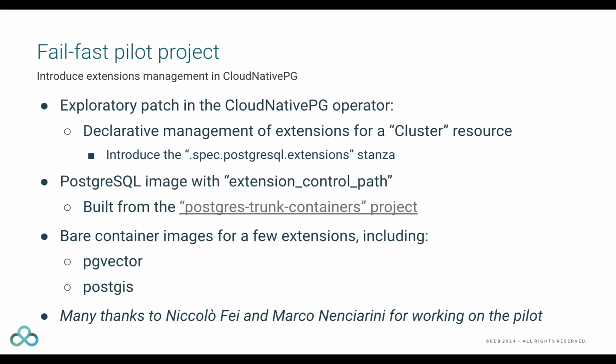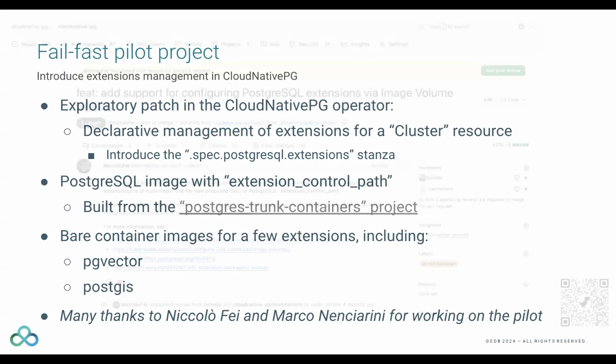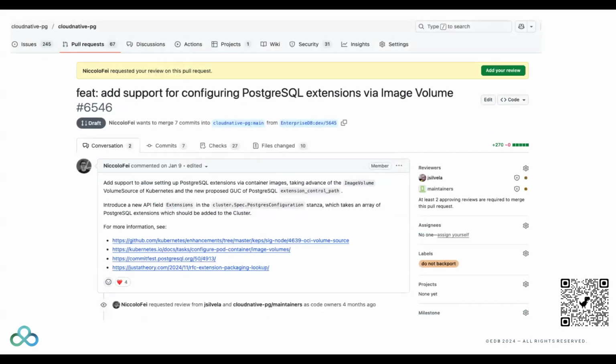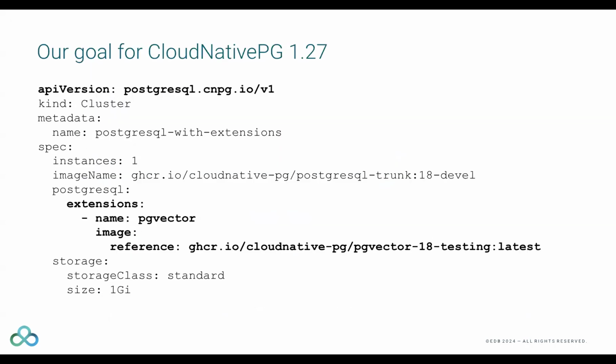So we use that. And Niccolò wrote a pilot, exploratory patch for the operator to define the extensions stanza inside the cluster resource. He also built some bare container images for a few extensions, and we made sure to include a very simple one and the most complex one, which is PostGIS. This is the patch, it's still a draft, and the idea is to have it in the next version, 1.27 for CloudNativePG.